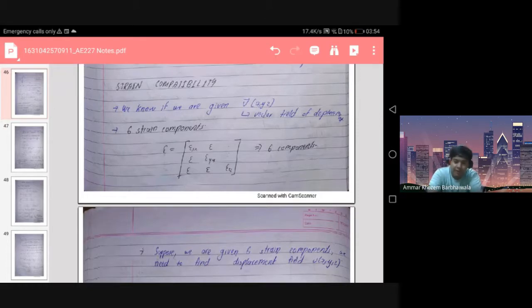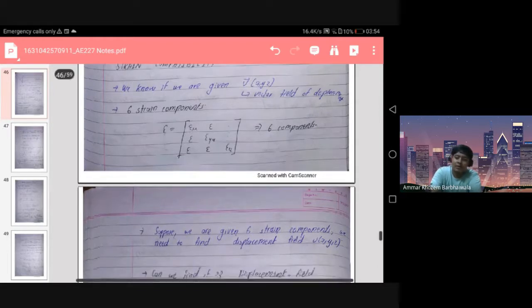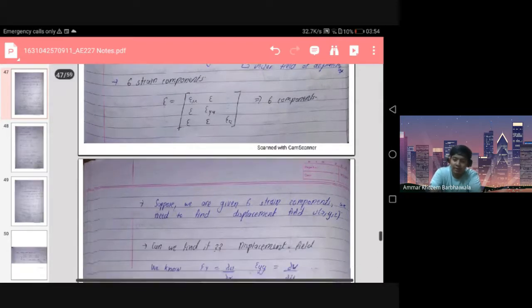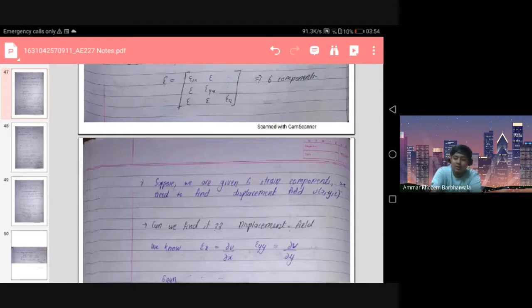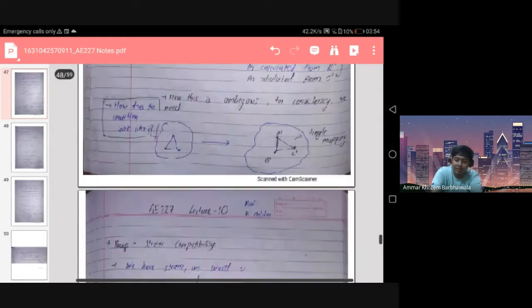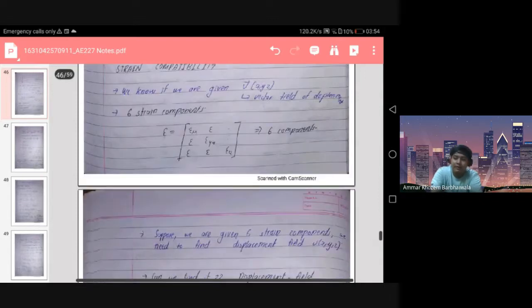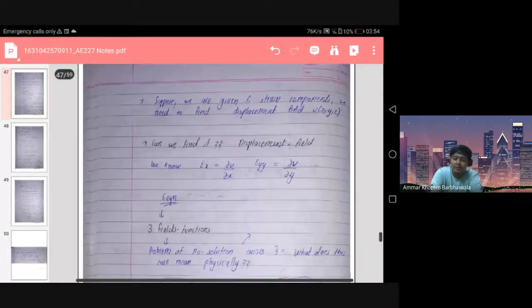Now the last topic before the midsem is strain compatibility. We know that if we know the displacement vector field u, v and w, then it's very easy to calculate the strain tensor, right? But now suppose that we are given the six strain components, the functions for each of epsilon xx, epsilon yx, and all the components of strain. Since it's a symmetric matrix, it has six components. Suppose I have to find the displacement vector field from these.